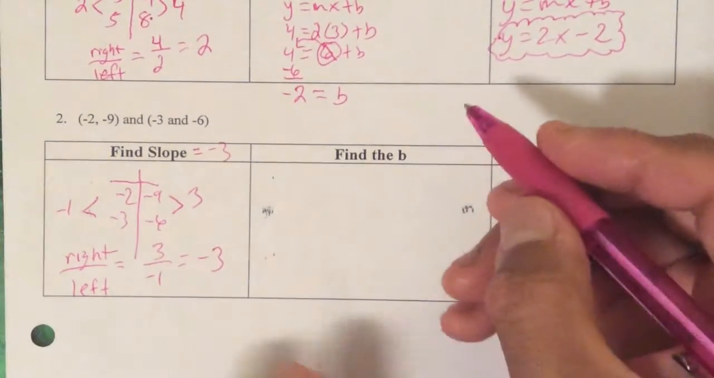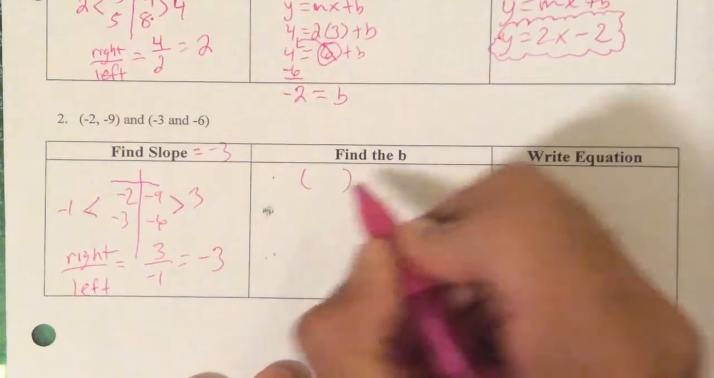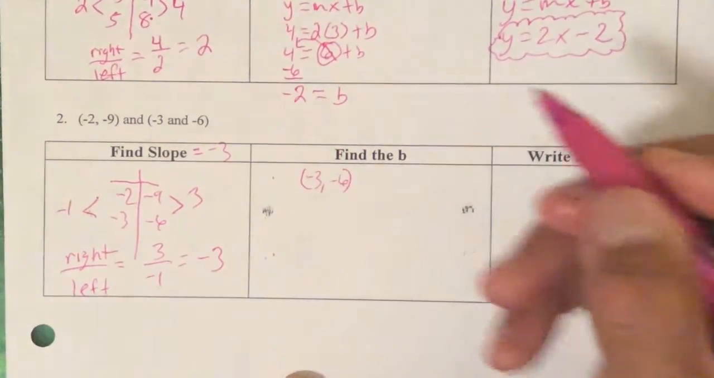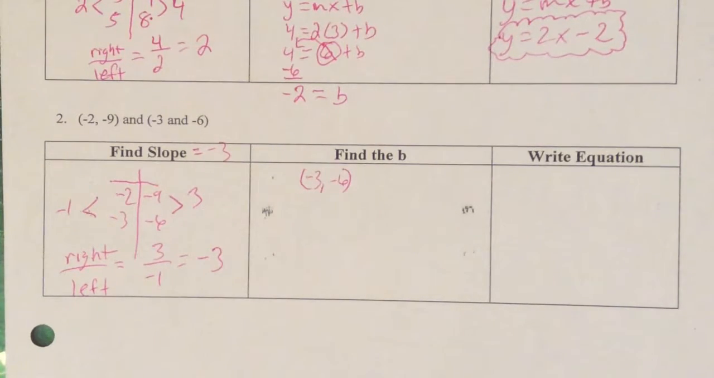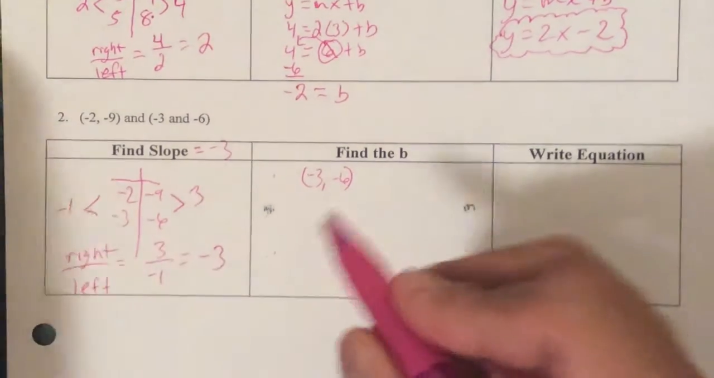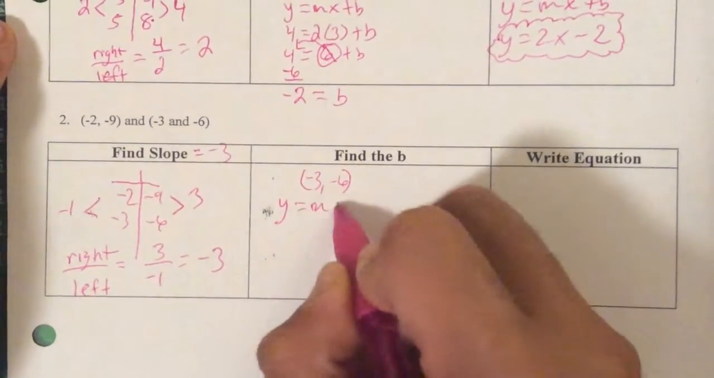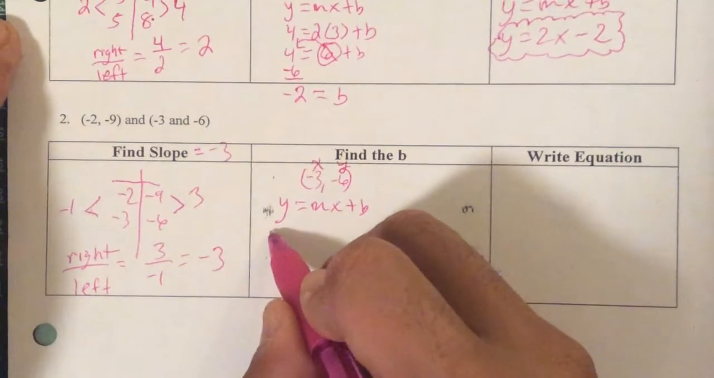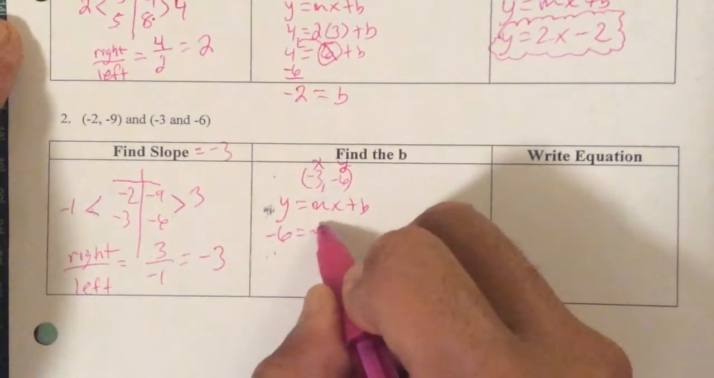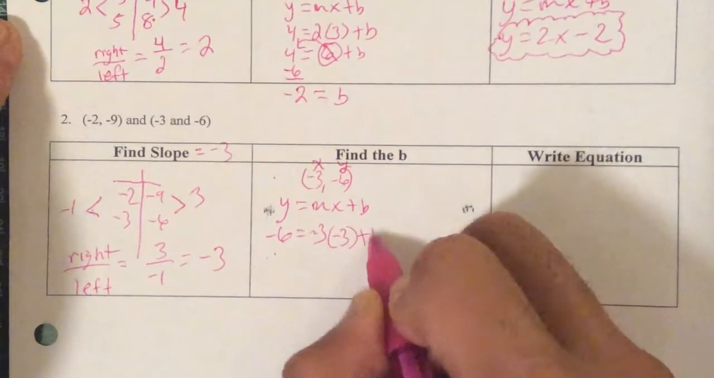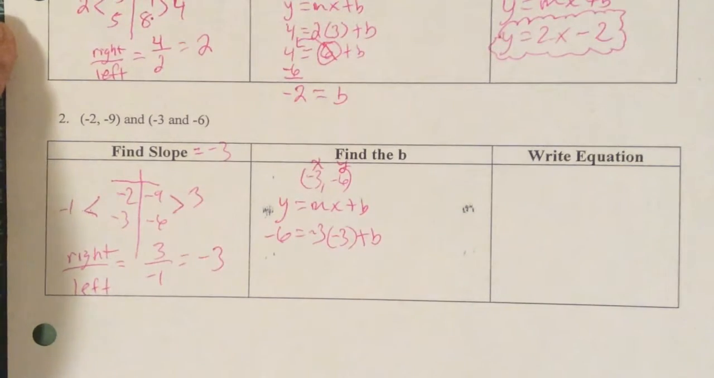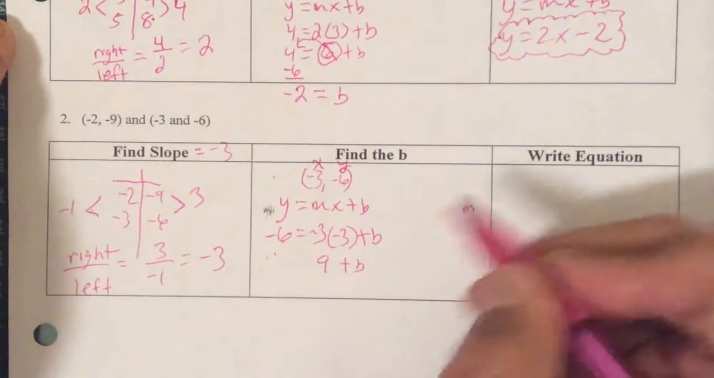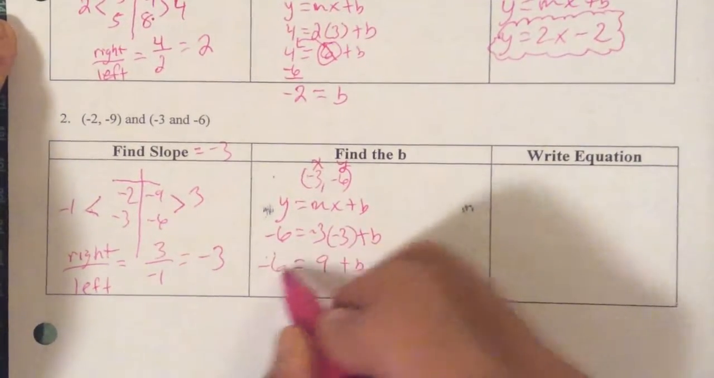Now, to find the b, I'm going to use that slope and one of the ordered pairs. I'm just going to use -3, -6. You can use -2, -9, it really doesn't matter. You get the same answer. So y equals mx plus b. Remember, this is your x, this is your y. So y is -6 equals -3 times -3 plus b. So now, -3 times -3 is 9. Bring down your plus b equals -6.